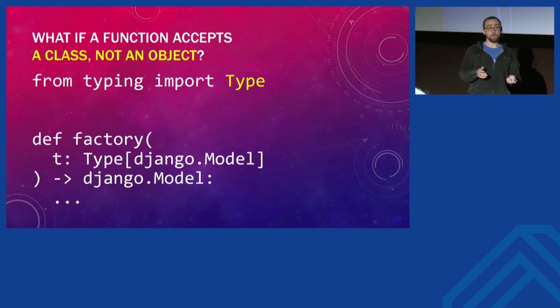Type. Well, normally, if you are using types in arguments or return types, what that means is I want an object of this type, right? I want an instance of it.